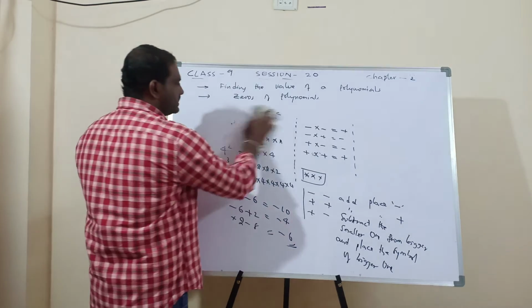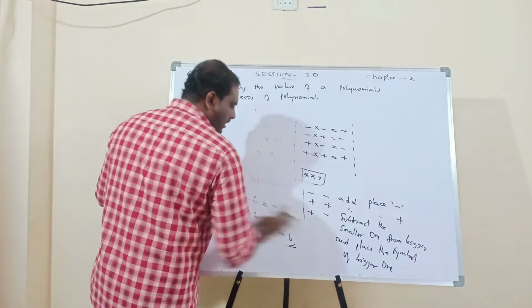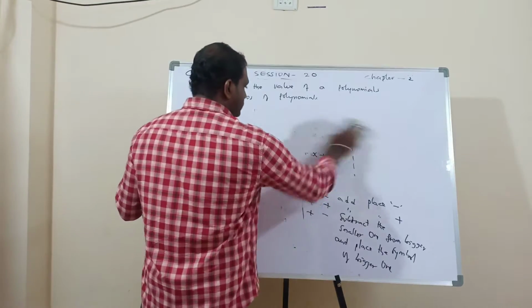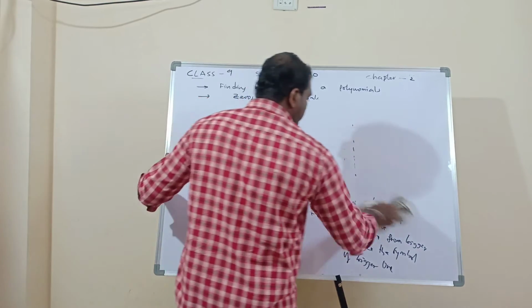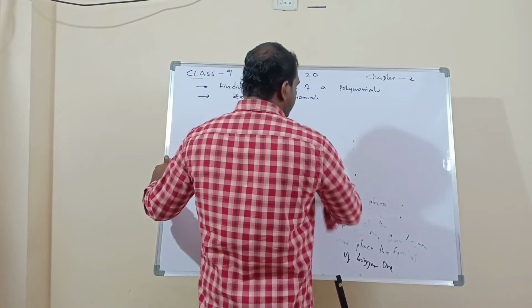Right? So these are the basic points you have to recall or remember when you are going to find these values. Okay? Now we'll go for the first one. What is the first one? Finding the values of a given polynomial.